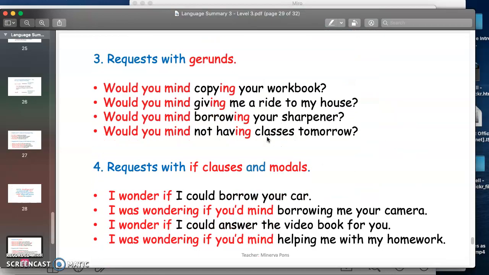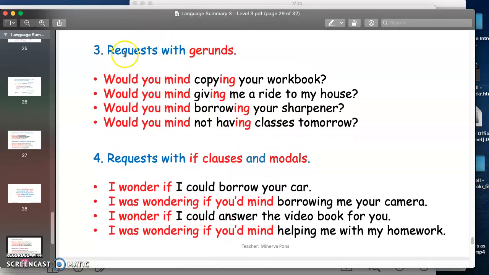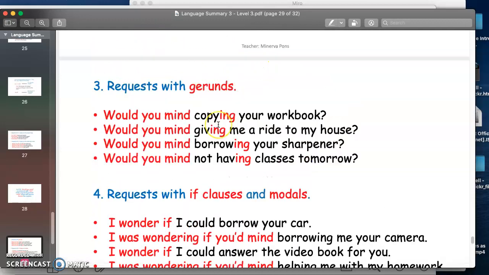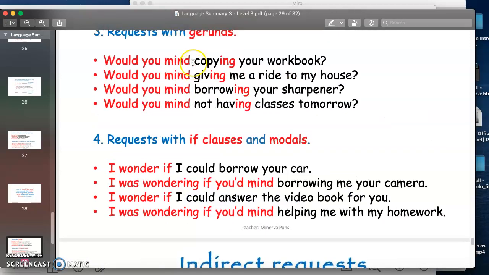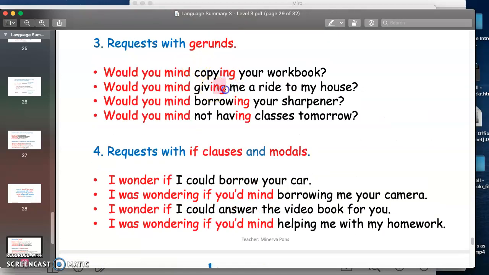And then lastly, we have requests with gerunds. So it's basically the same thing. Remember that a gerund is a verb and we add the -ing at the end. So, will you mind copying your workbook? Will you mind giving me a ride to my house? Will you mind borrowing your sharpener? Will you mind not having classes tomorrow?